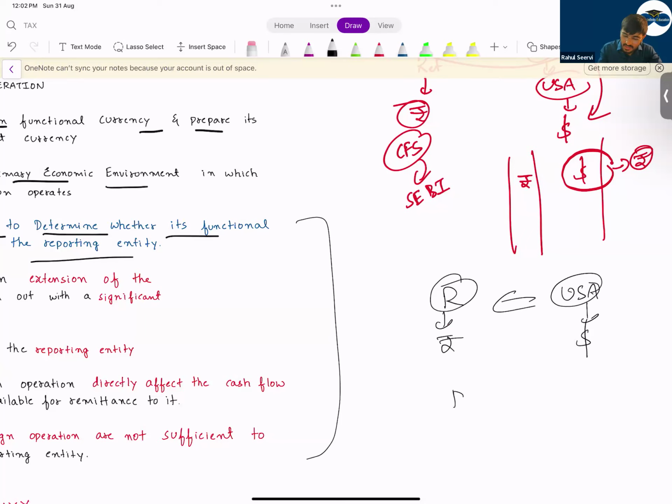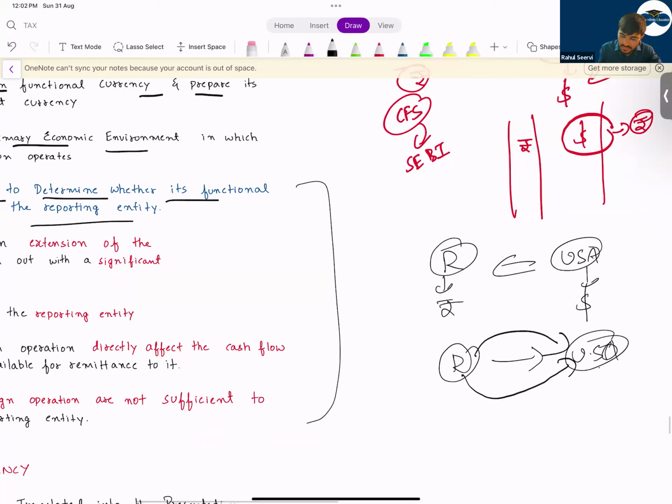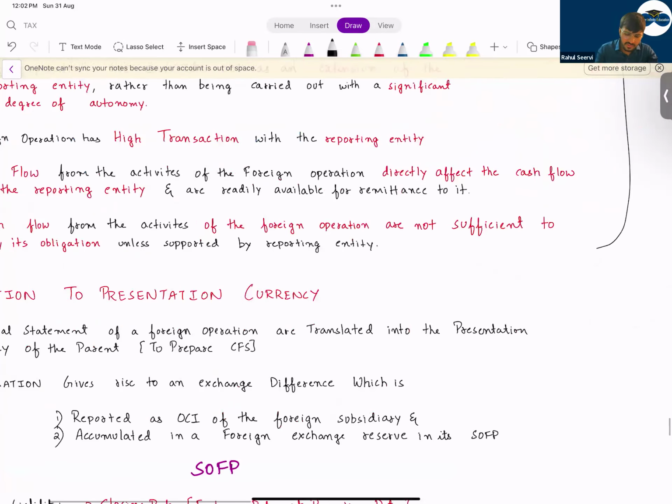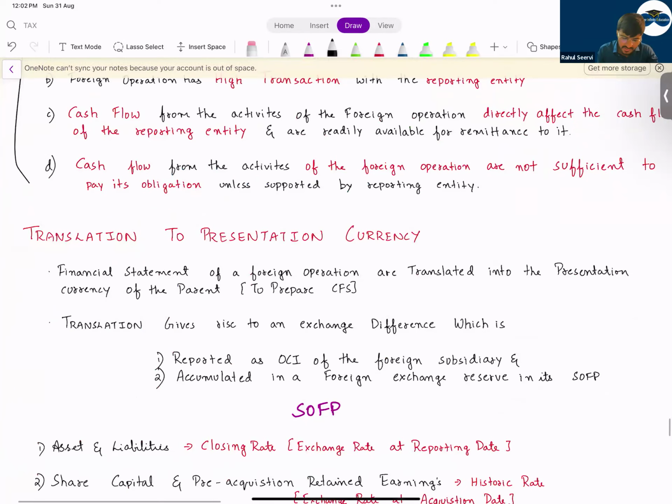But if Reliance has one company in the US, and whatever Reliance says, that US company will do, whatever goods and services Reliance provides, they will sell that only, and whatever profits they generate, Reliance has the power to take back whenever they want, then the functional currency and the foreign currency will be the same. So the concept of foreign operation will not come into the picture. This is as per IAS 21 in detail. That is not tested, but for understanding purposes, I mentioned it.